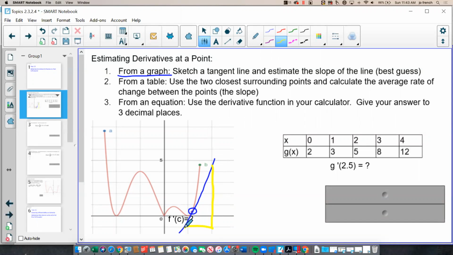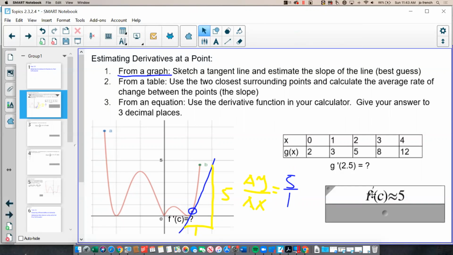And it seems to me that we've run just a little bit over 1 unit. And here we've gone up about 5 units. So my change in y over my change in x is 5 over 1. So we would say our estimate for our derivative in this case would be about 5.